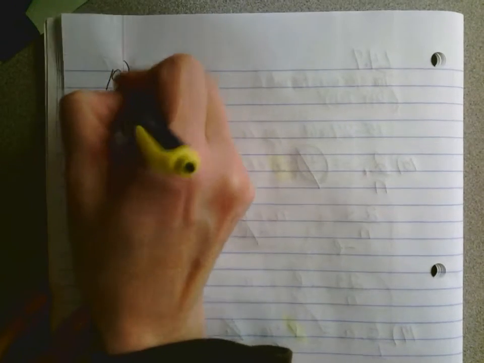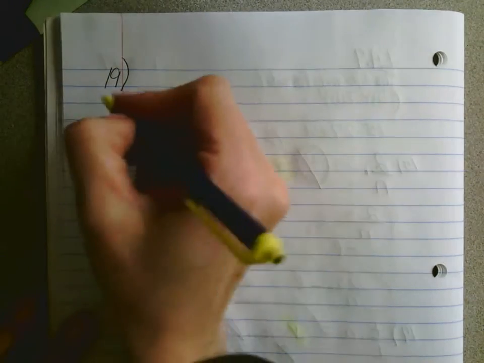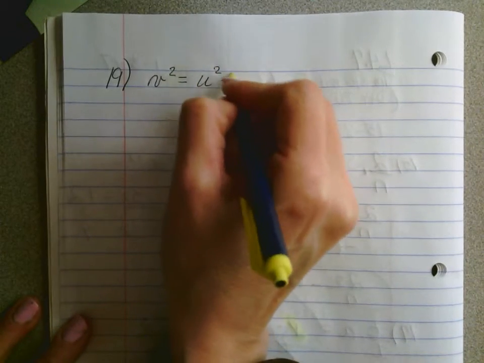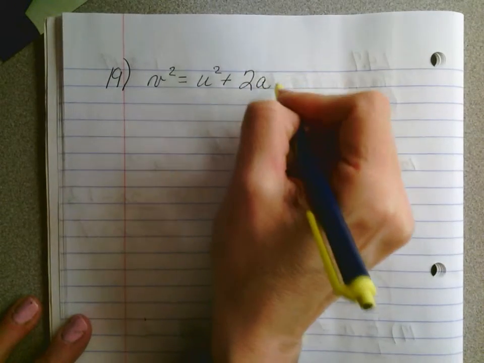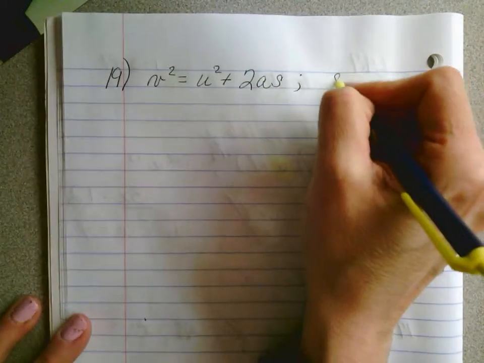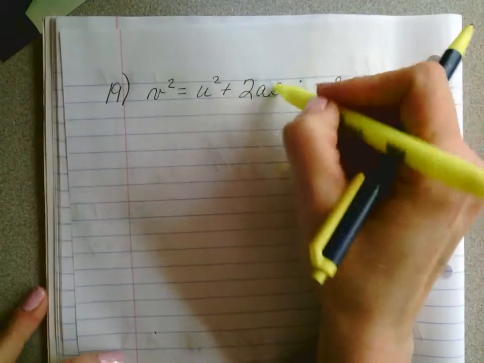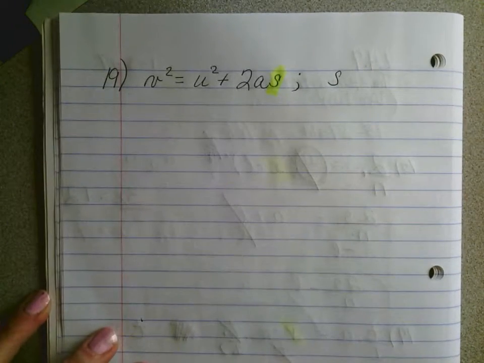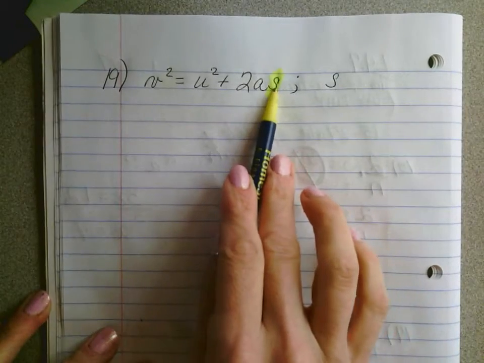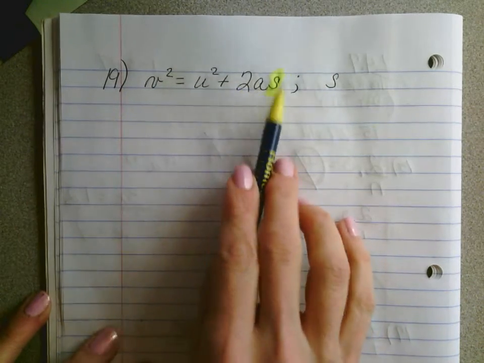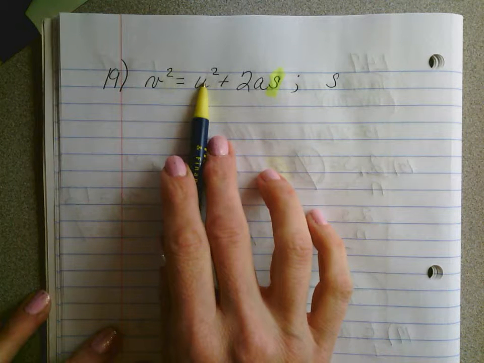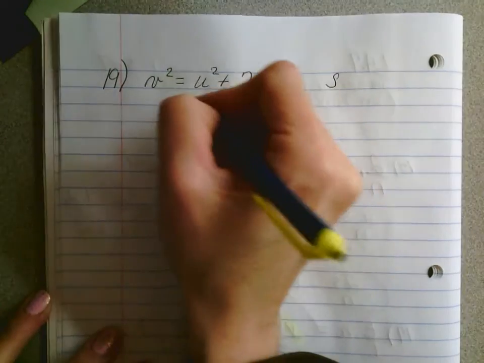So this is 19. V squared is equivalent to u squared plus 2 times a times s, and they want you to solve for s. So somehow we need to separate the s from 2 times a, because it's 2 times a times s, and this positive u squared. So if this u squared is positive, what can I do to get it out of here? Subtract it. Good.